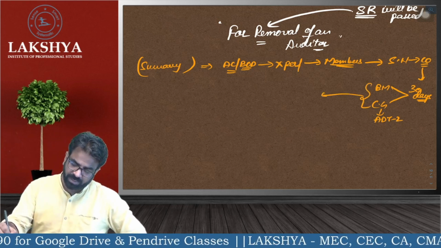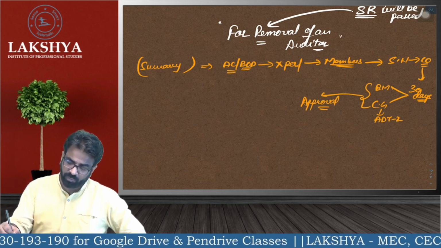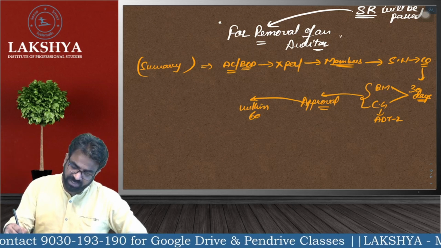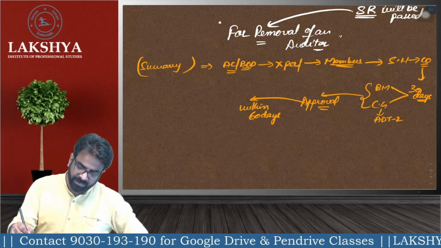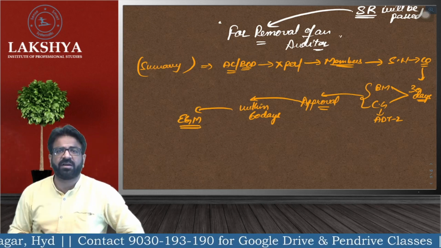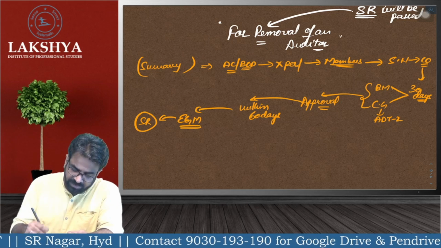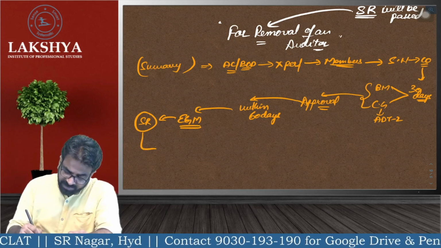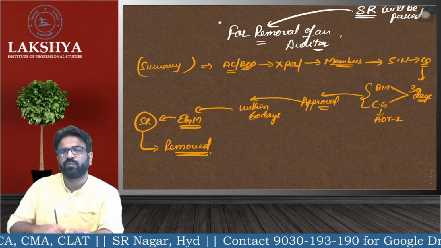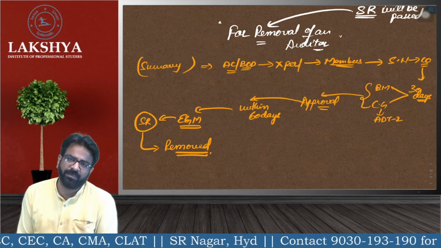Okay. Approval came. We got the approval. Then what will we do? From the approval, within the next how many days? 60 days. What will happen? Within the next 60 days, an EGM will be conducted. And in the EGM, which resolution? Special resolution will be passed. And the auditor stands what? Removed. This is called the broader concept, how the auditor is removed by the members.